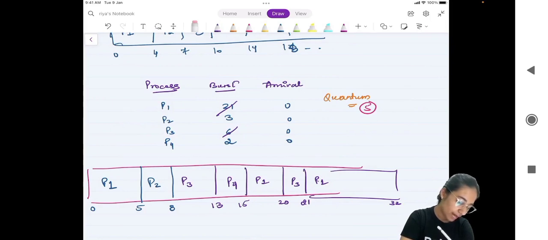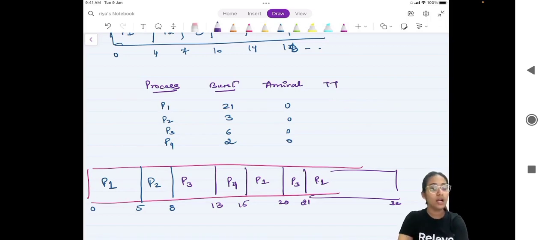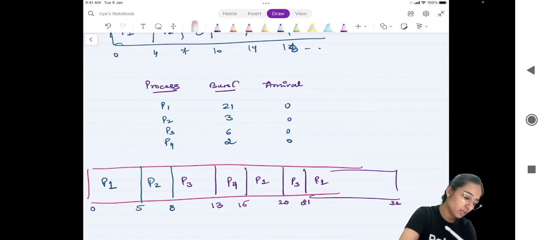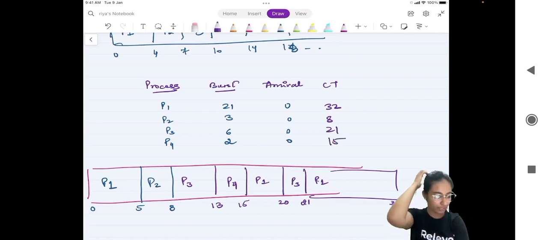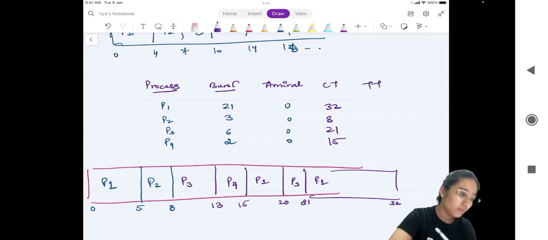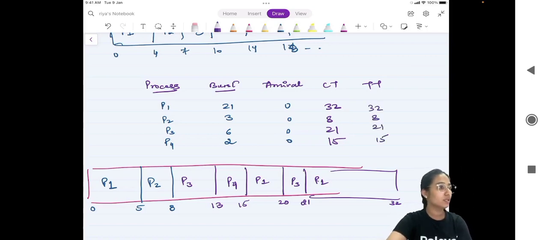So using this, what you can also do is, if you have to calculate the average waiting time, first you calculate the turnaround time. Okay, turnaround first. Before that, you have to mention the completion time. Completion time for P1 is 32. The completion time for P2 is 8. The completion time for P3 is 21. The completion time for P4 is 15. Turnaround time is basically completion time minus arrival time. Arrival time is 0, so it will be equal to the completion time only.